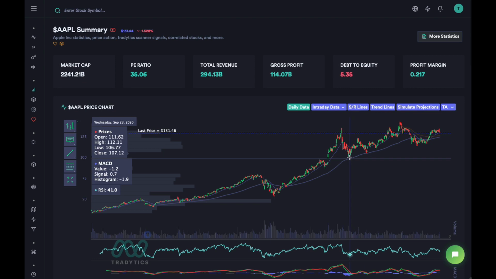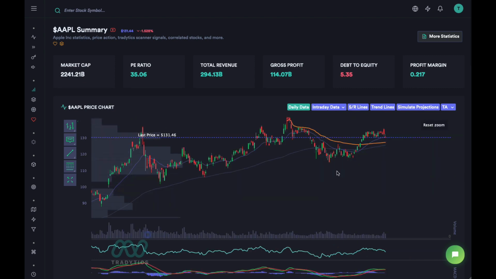And here I was talking about these acting as supports. So you can see that the price came about here, went back up, came about here, went back up, came about here, and went back up. So these moving averages, sometimes the most common ones, 20, 50, 100, 200, act as really good support and resistance levels. That is it for this video.